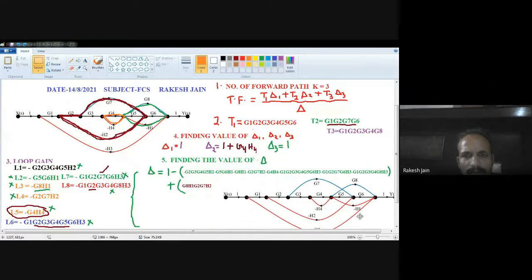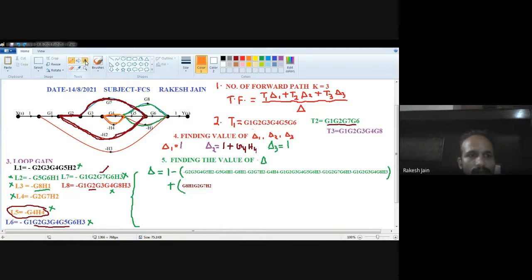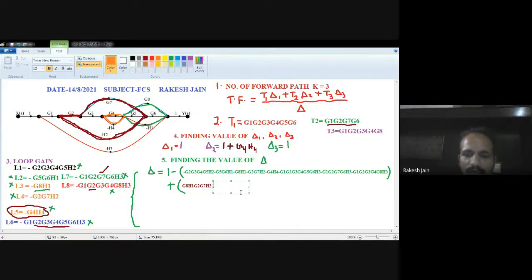Okay, see here. Here you can see. Now see once again what I want to say. One loop is G4H4, that is your loop fifth. And the one loop is G2, that is loop fourth: G2, G7, and then H2. So see, both the loops are non-touching with each other. That's why we have to write down the product here. Because both are with negative sign, negative, negative, positive. So loop fourth multiplied by loop fifth, minus minus is plus.